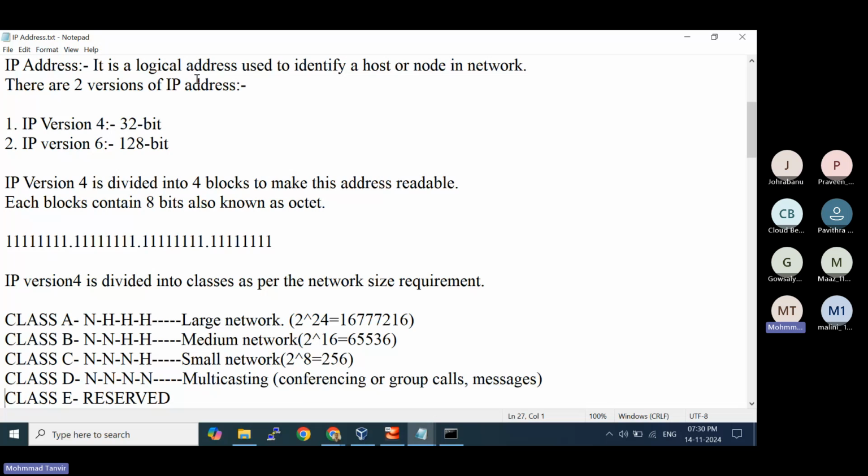So IP version 4 is of 32-bit in length. So again, the same case. 32-bit in length means when we convert into binary, and it is represented in decimal number system. IP version 6 is of 128-bit in length, and it is represented in hexadecimal number system.